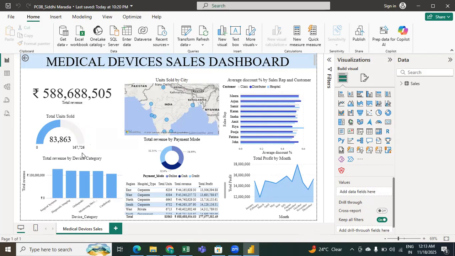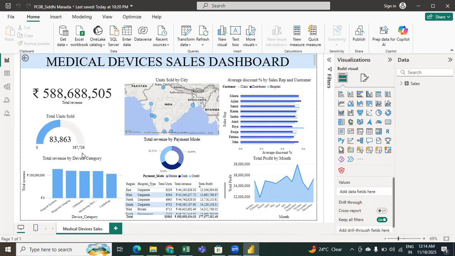Below that, there's a bar chart of total revenue by device category: how much revenue is generated by each device category. Here is the product portfolio of the company. There are 5 products: surgical systems, diagnostic imaging, orthopedic devices, monitoring devices, and cardiology devices.